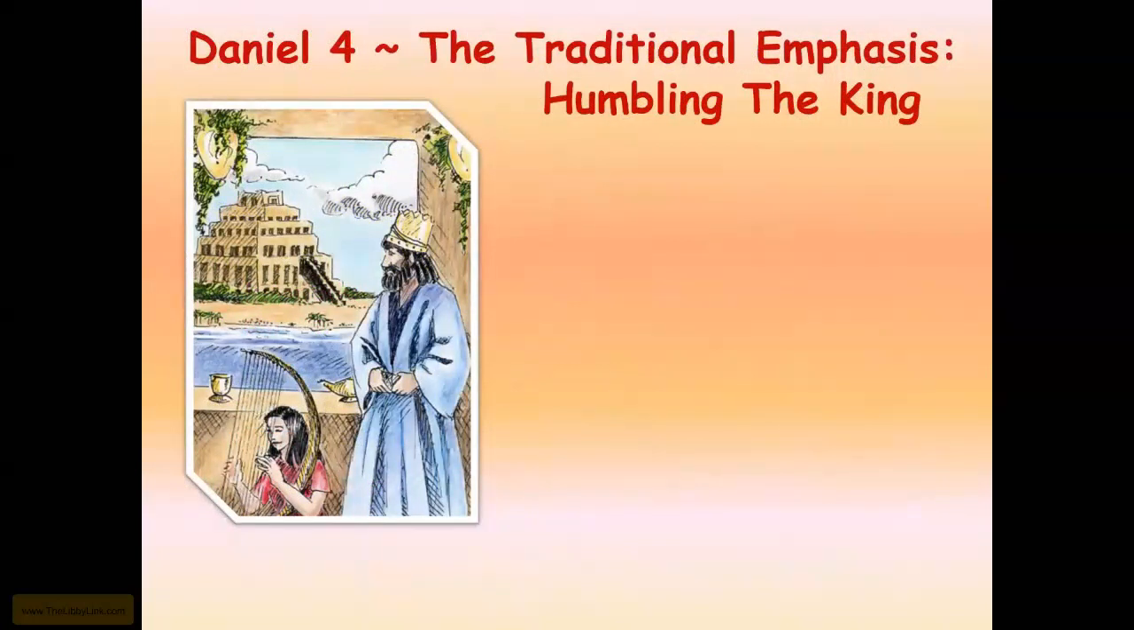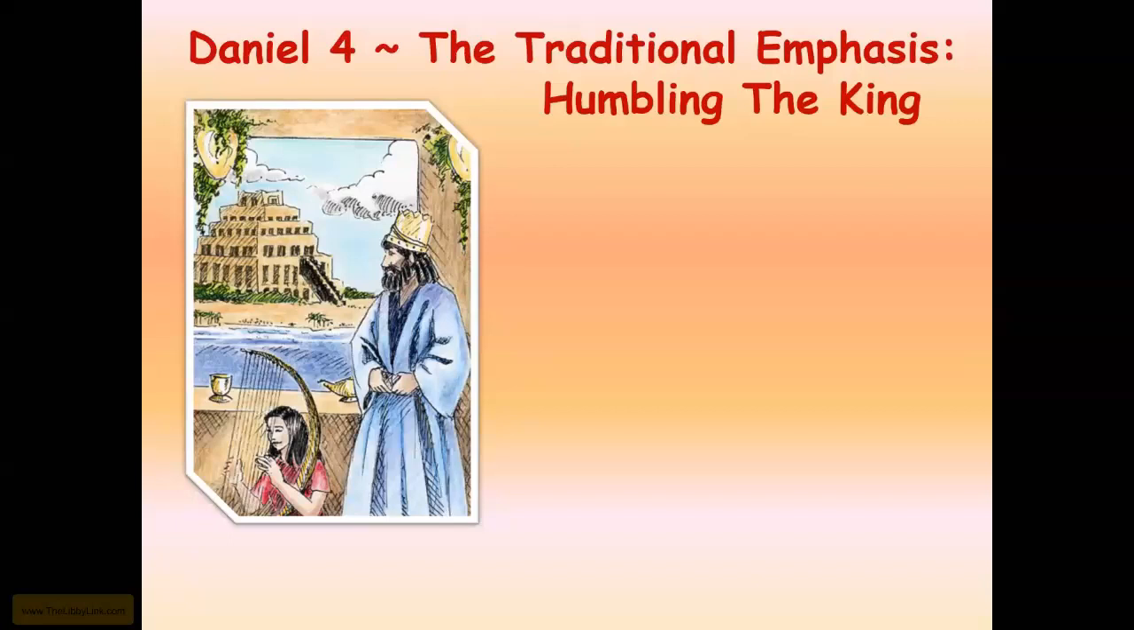The traditional emphasis, humbling the king. In chapters 1, 3, 5, and 6, we have 4 story chapters, and each of them have a traditional emphasis with patterns that will repeat at the end of time. Well, this chapter also has a traditional emphasis as well. Most say the traditional emphasis relates to the fact that King Nebuchadnezzar had to be humbled. He was just too proud for his own good.